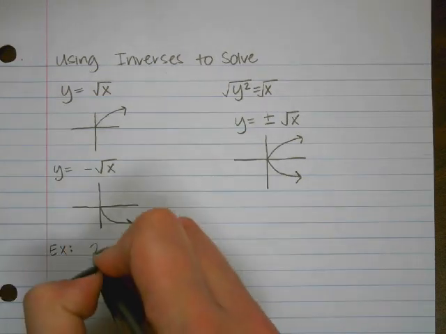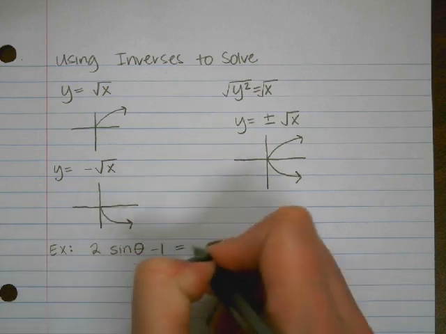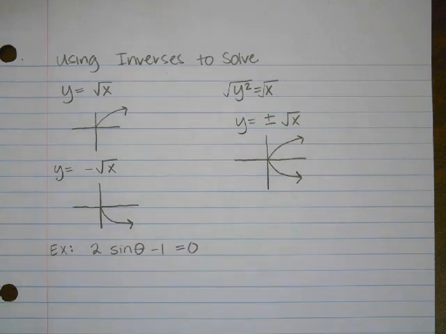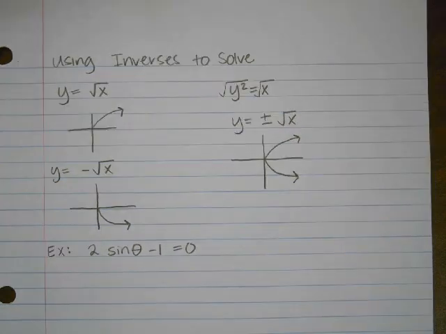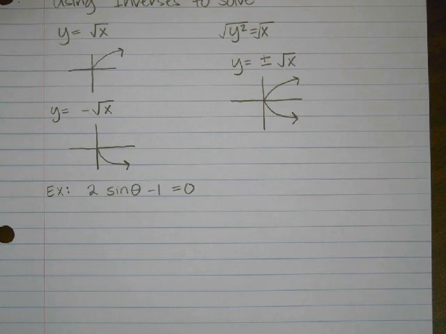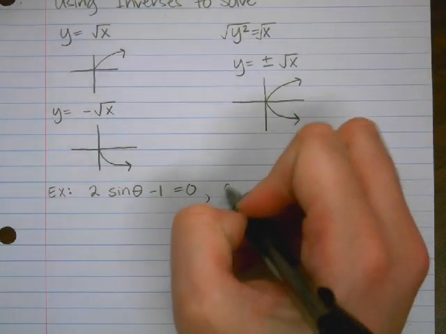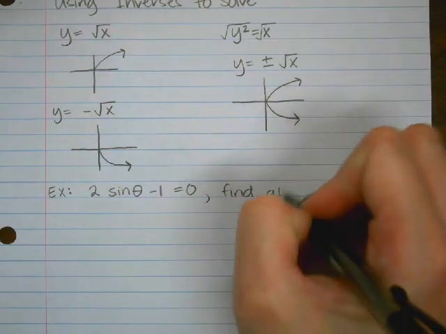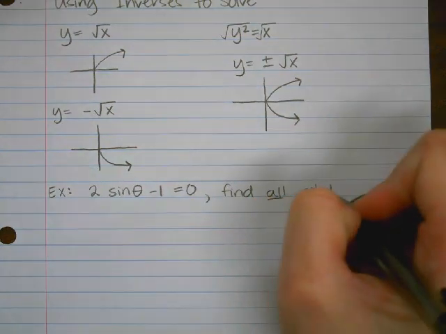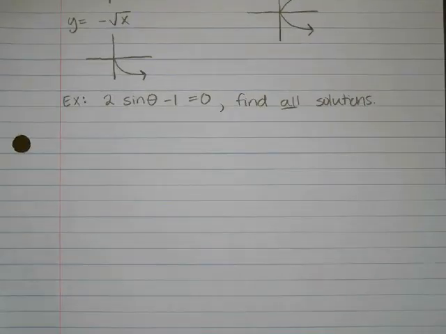So we are going to start off by solving the equation 2 sine theta minus 1 equals 0. And when we solve equations, we're always going to have to look at the instructions to see how many of the solutions they want us to have, because there are infinitely many. So if they give us this equation and they say find all solutions, then that means they want every single possible solution for the problem.